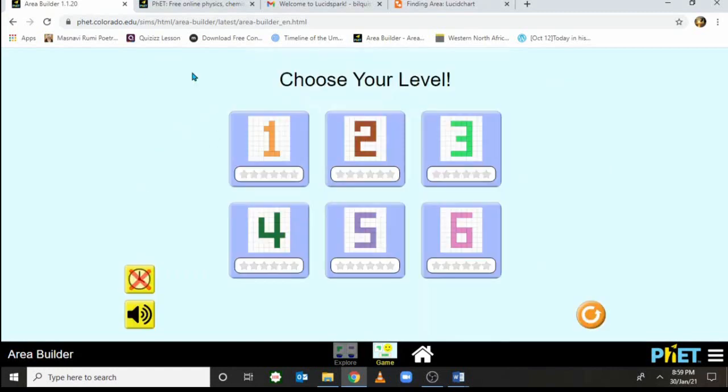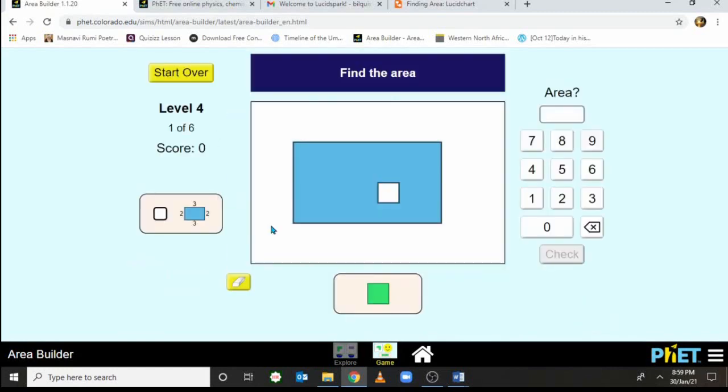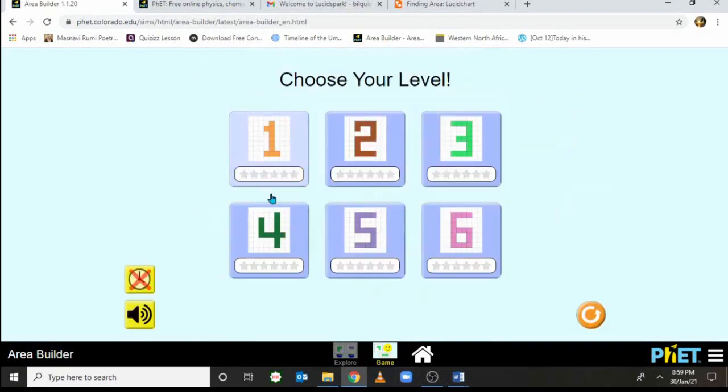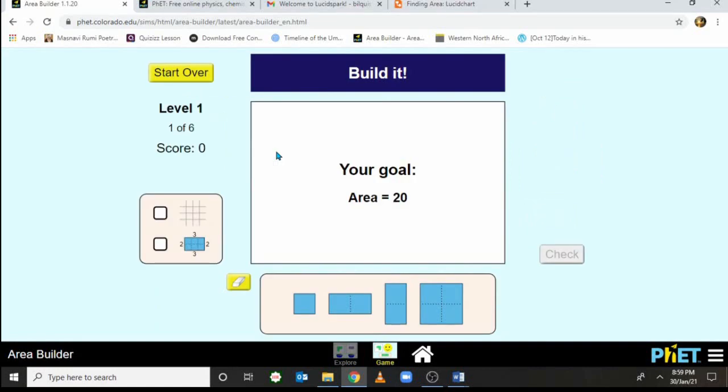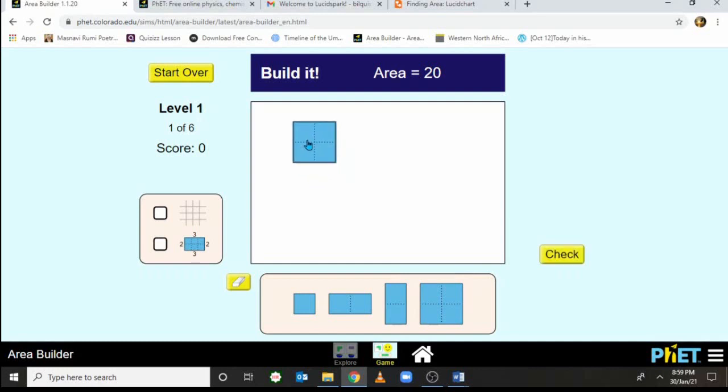Okay, now let's start and play some game. Now this is level 1, and it says your goal is to find the area which is equal to 20. Okay, so now we'll start placing our squares and find the correct answer. So you just have to drag the shape. These are 4 and 4, it's 8. Then I'll put one more shape, it's 4, it becomes 12.